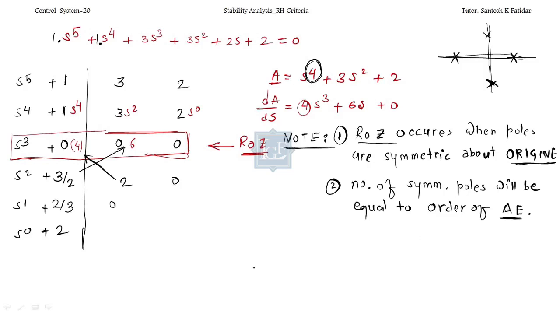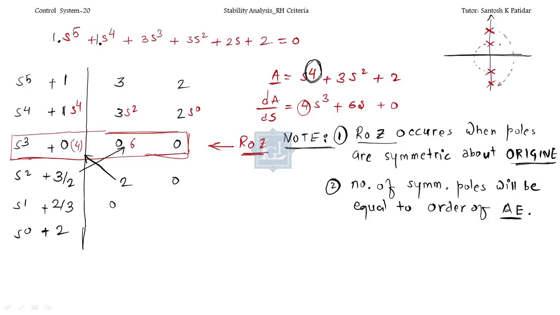Okay, so let me frame over here. Wait a minute. So for this we'll have 4 poles which are symmetric about the origin. So they will be over here on the imaginary axis. Over here, these are the 4 poles, and these are symmetric, okay, about the origin.